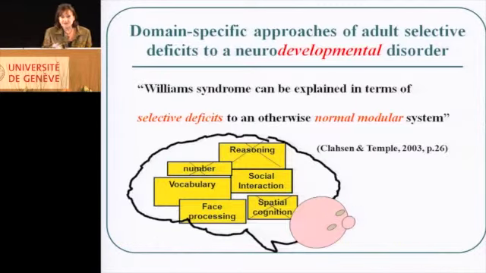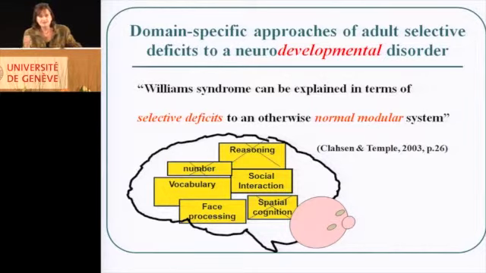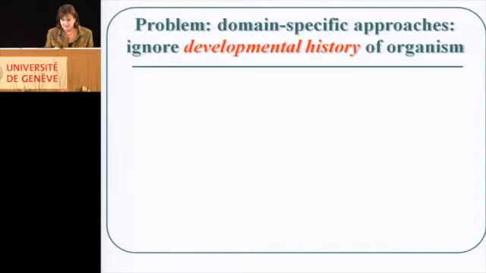So here's an approach. It's a quote from a colleague, Christine Temple, and her colleague Harold Klaasjen. And they took this very strict adult neuropsychological approach to a developmental disorder. And they said Williams syndrome can be explained in terms of selective deficits to an otherwise normal modular system. So the notion is you've got parts of the brain that are completely normal, completely intact, and just a few parts that are impaired. And that's my image of that as a cartoon to show you what is meant by this claim. And I will criticize this kind of approach very much during my talk.